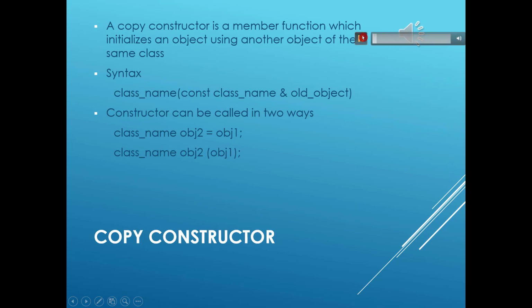Copy constructor. A copy constructor is a constructor where an object is initialized using another object of the same class. The syntax is shown here. The constructor can be called in two ways, same as the parameterized constructor: the first one is the implicit call and the second one is the explicit call.